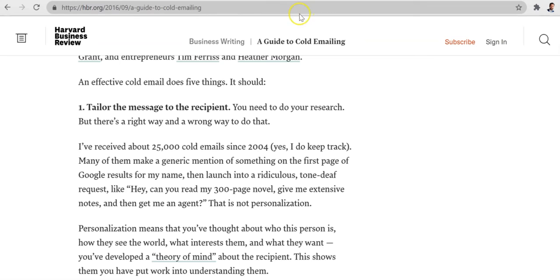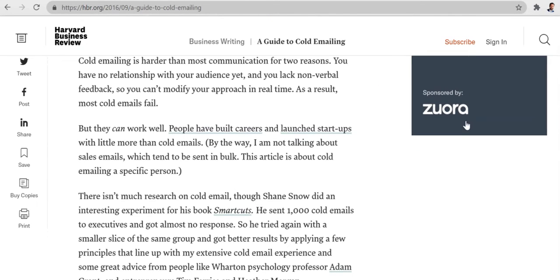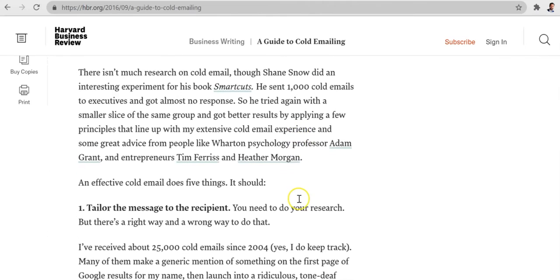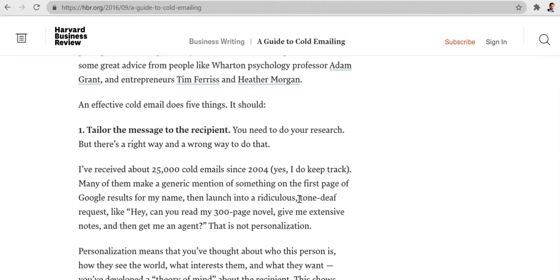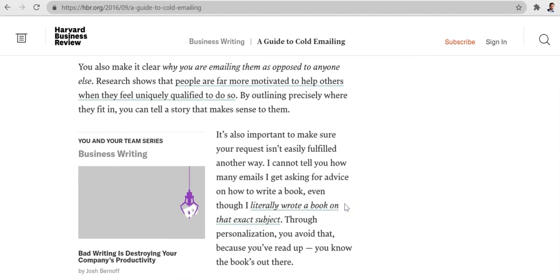Now, the other thing I want to do is go to something a little more generic, which is this Harvard Business Review article on how to do cold emails. And what do they say are some key principles? One, tailor the message to the recipient. Okay, so psychologically, people like things that are customized to them. I did that in the example that I showed because that's part of the spotlight effect. It's part of just being generally somewhat self-absorbed.